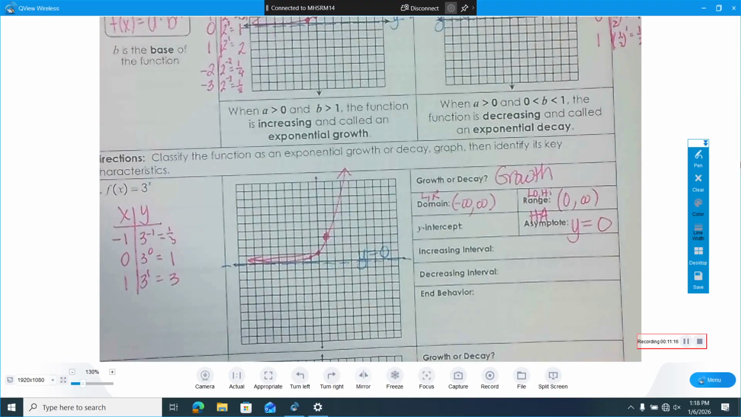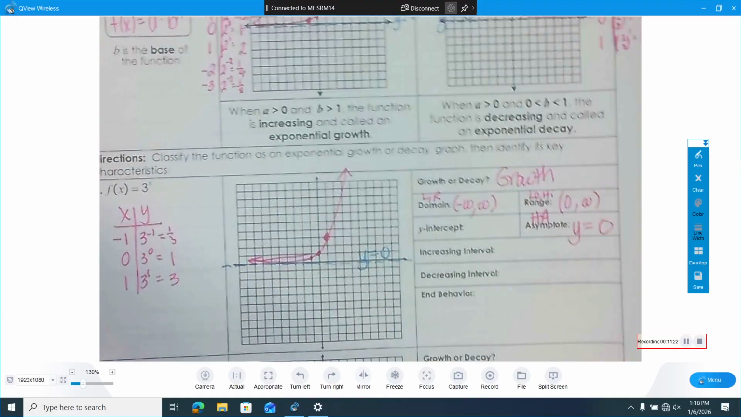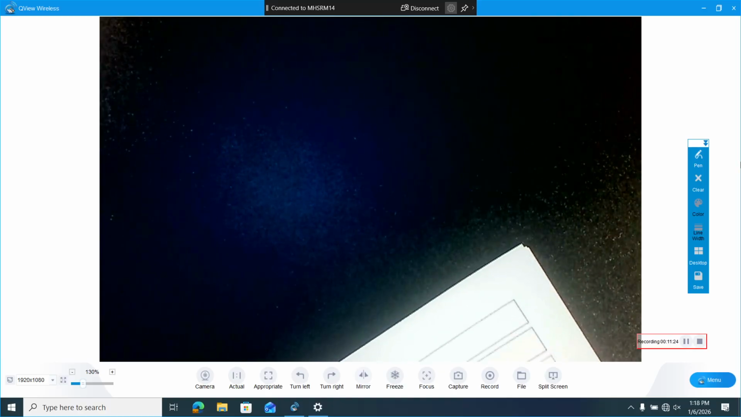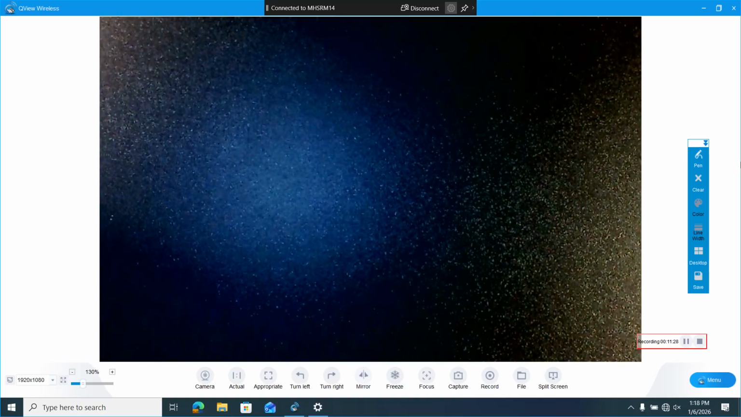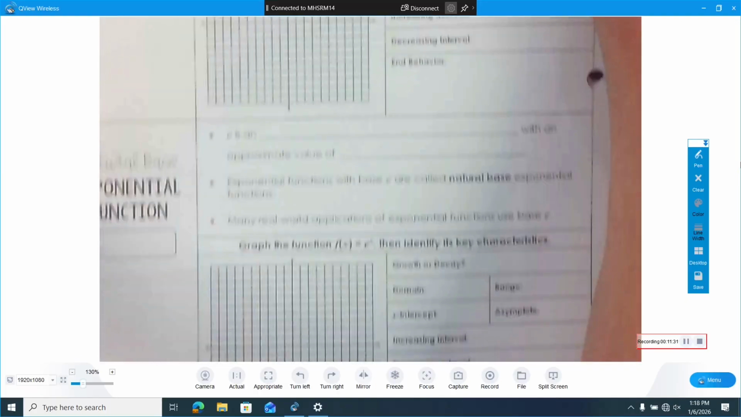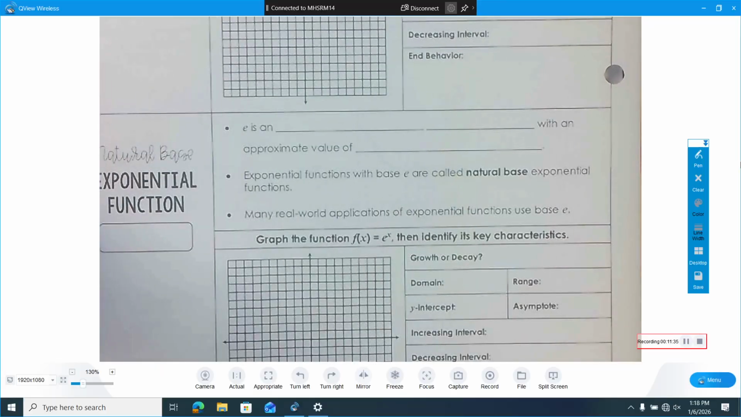Is it an increasing or decreasing function? Increasing. It's absolutely going uphill the whole time. Okay? Increasing. All right, super. Turn the page. Let's talk about the natural base exponential function.